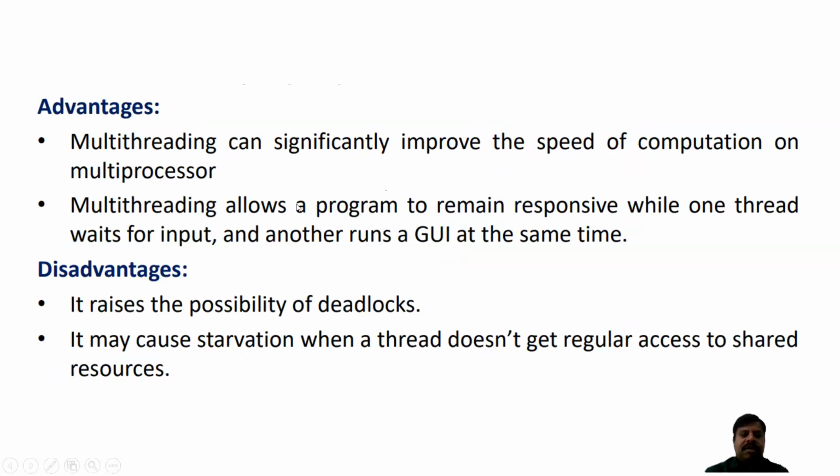Okay. Next, advantages of multithreading. Multithreading can significantly improve the speed of computation on multiprocessor systems, and multithreading allows a program to remain responsive while one thread waits for input and another runs the graphical user interface at the same time. Disadvantages of threading: threading raises the possibility of deadlocks. It may cause starvation when a thread doesn't get regular access to shared resources. This is the main drawback in programming.